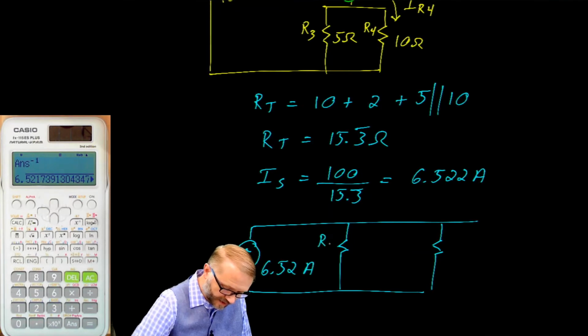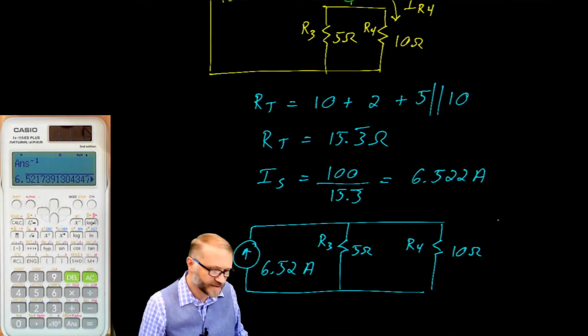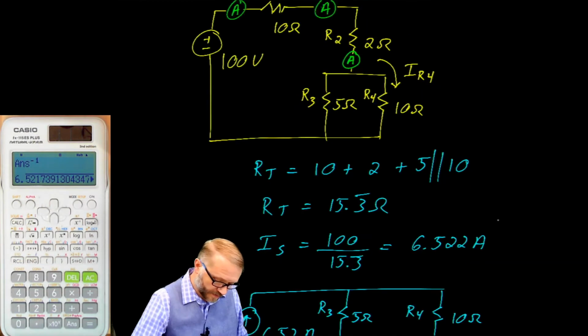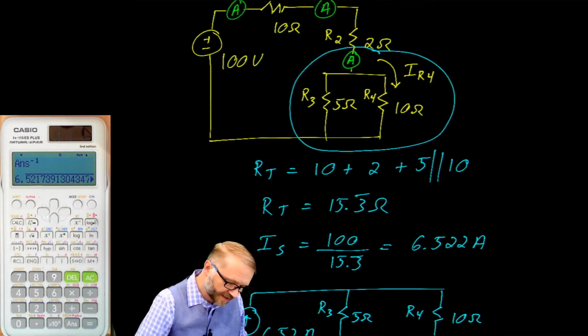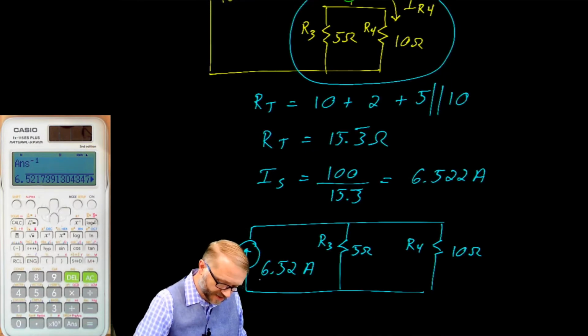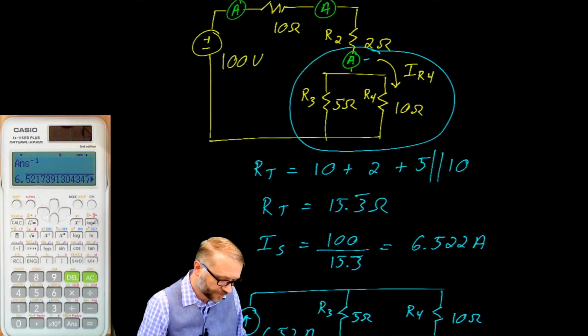This is our R3 with 5 ohms. And this is our R4 with 10 ohms. And from there, we can easily use the current divider. And just so you can see it, what we've done is we've redrawn this piece right here. So there's the current meter, which is represented by this current source here. And there's R3 and R4 in parallel.